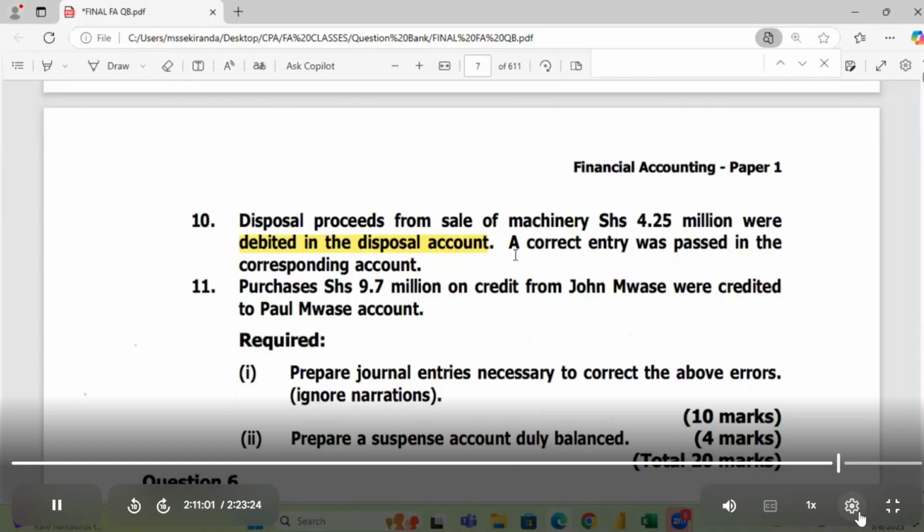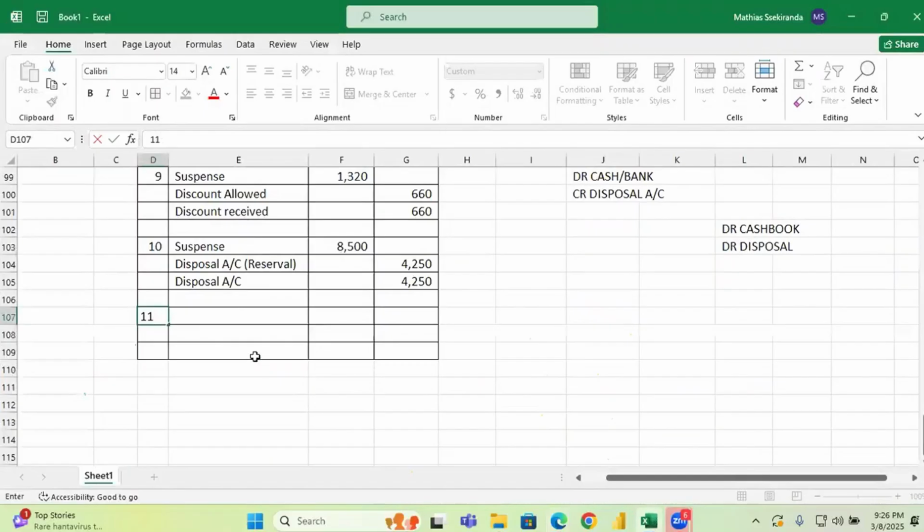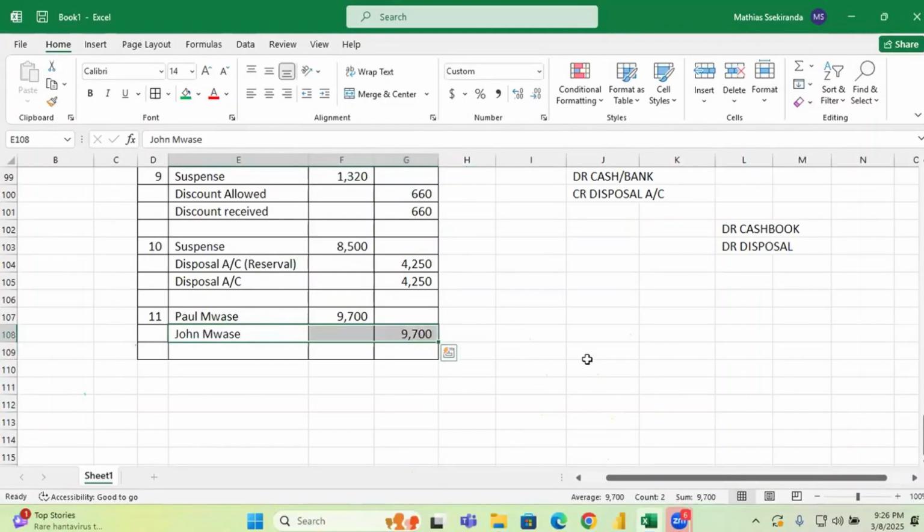So can you remove the transaction from Paul Mwase's account? Paul Mwase was credited. Can you remove him by debiting Paul Mwase? Remove the figure by debiting Paul Mwase, and by debiting Paul Mwase, you are removing the credit that you had posted there. And can you go ahead and pass the right entry by crediting John Mwase? Because John Mwase is the correct supplier from whom you bought on credit. Therefore, you had to credit John Mwase instead of crediting Paul Mwase. So we don't have any suspense there.